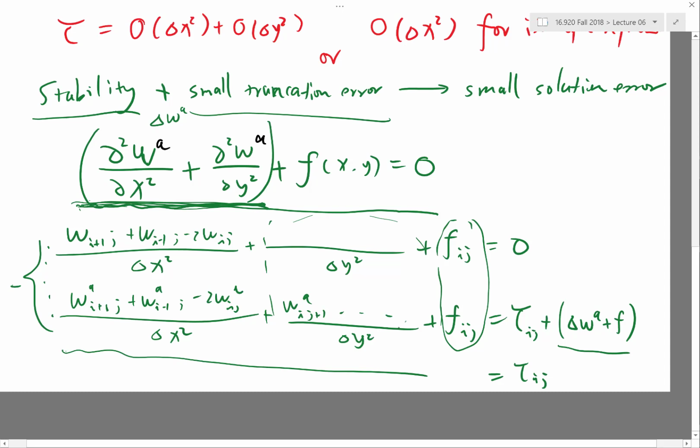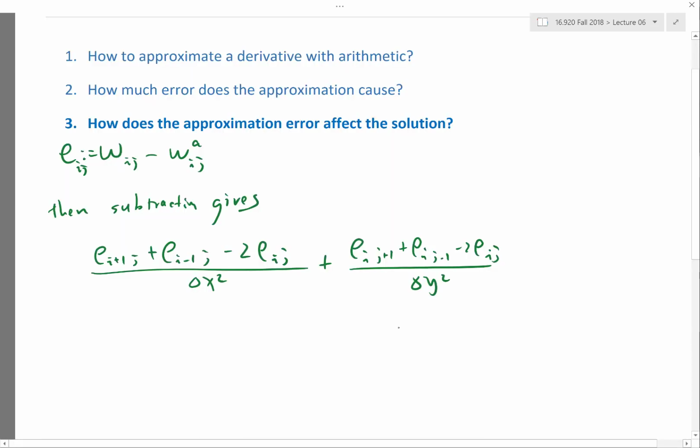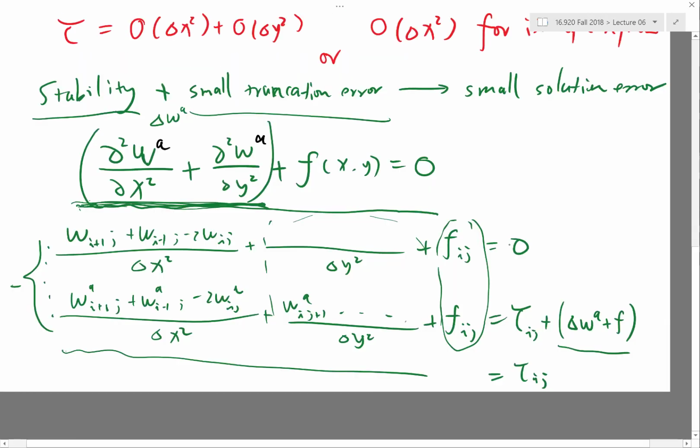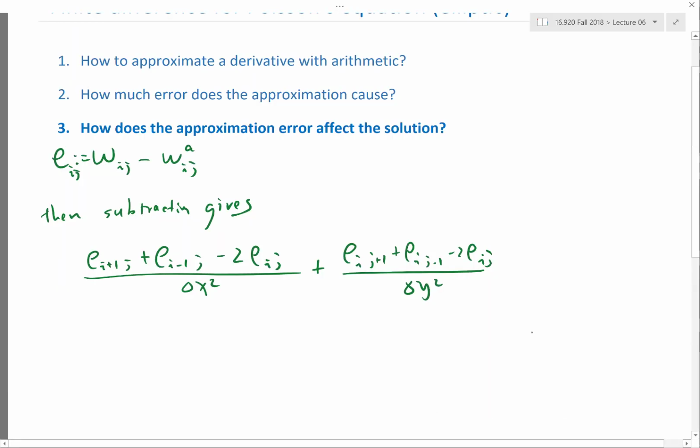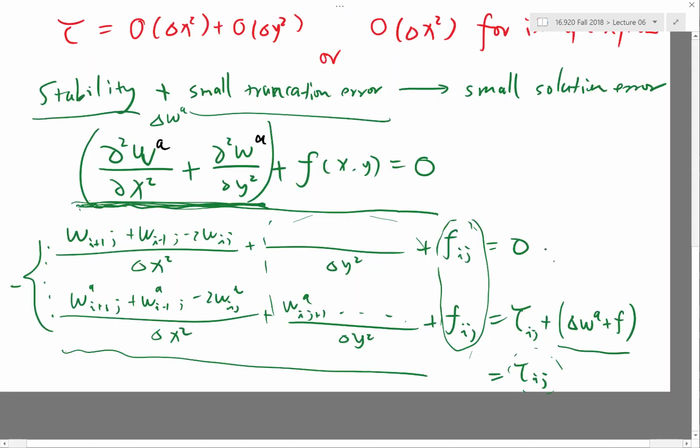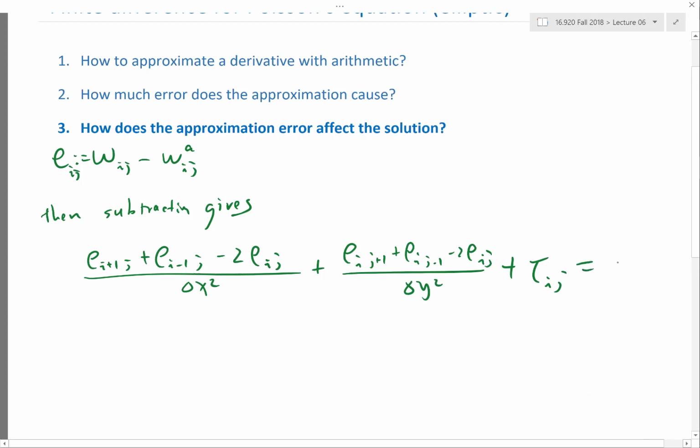It's all because the numerical operators are linear operators. Now the third term, the f ij, they cancel out. The only thing left is tau ij, which let's move to the left-hand side. So this minus this, we get minus tau ij. Moving to the left-hand side, it's plus tau ij is equal to 0.